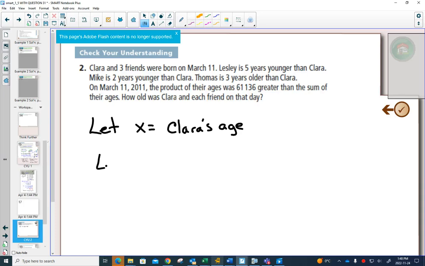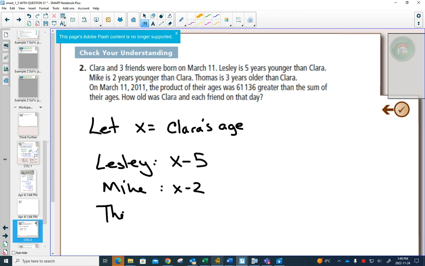Then Leslie, who is 5 years younger, would be x minus 5. Mike is 2 years younger, x minus 2. And Thomas is 3 years older, x plus 3. So we've introduced a variable, and we've talked about all 4 people in regards to that variable.